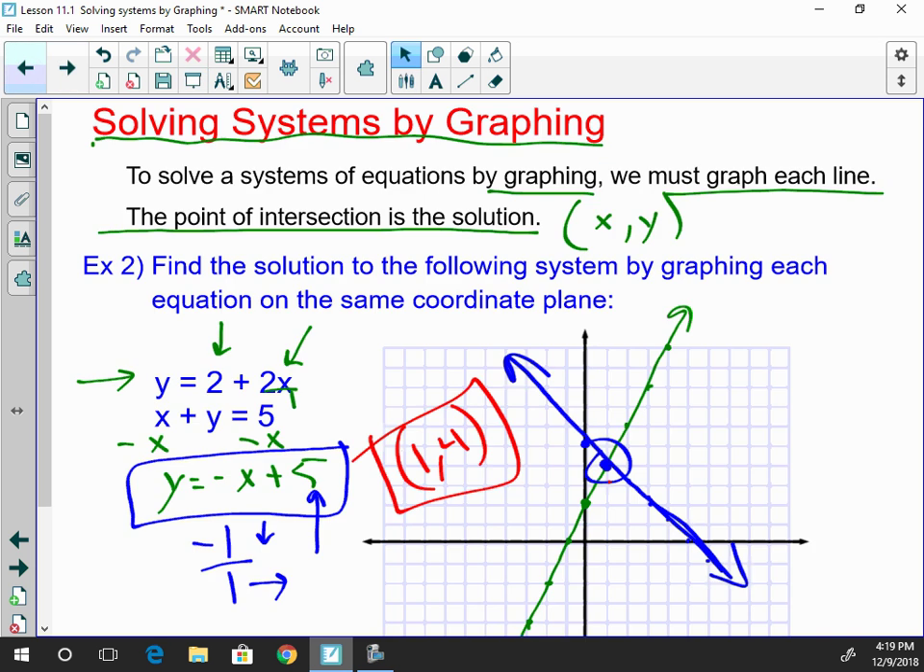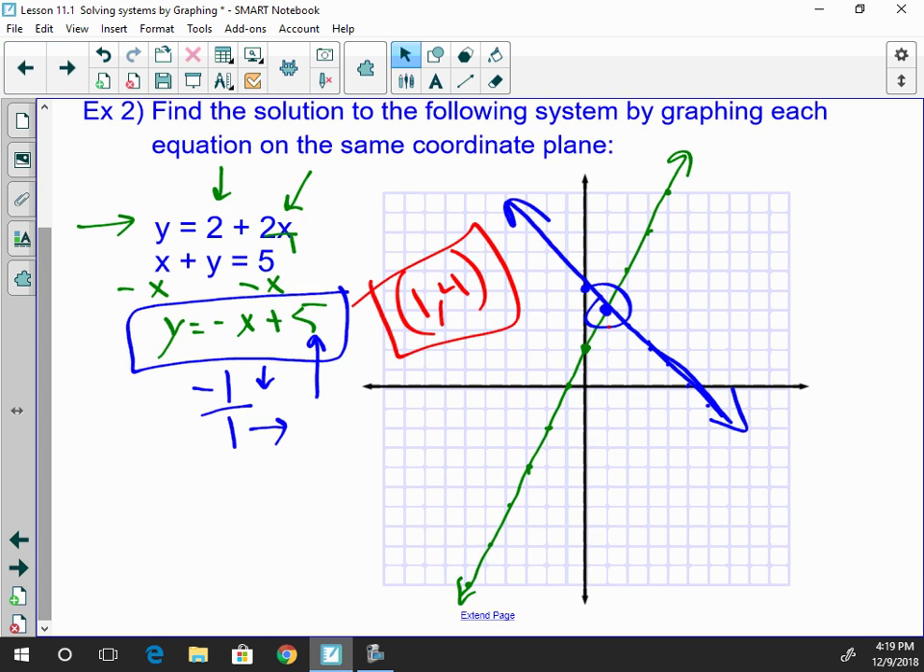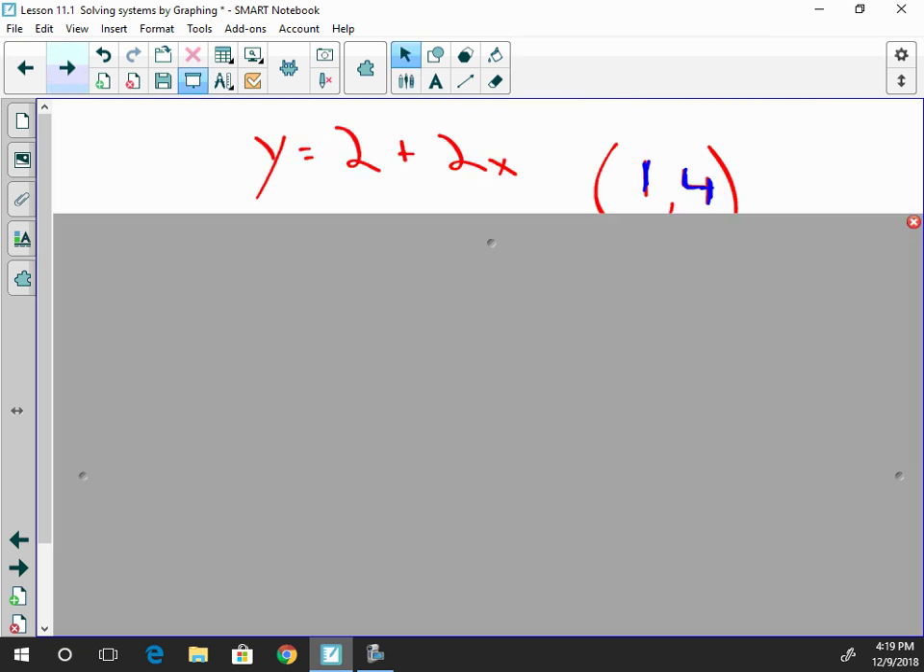Okay? So again, going back to these two equations here, if I want to verify the solution algebraically, I would have to know if I plug in the x and y values for each x and y in each equation, do I get true statements, right? So if you don't have this on your sheet, I'm just showing you. So this is the first equation, y is equal to 2 plus 2x.